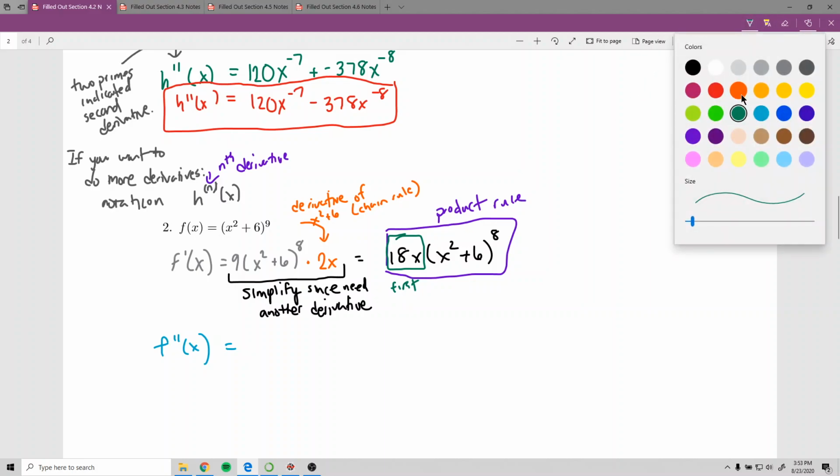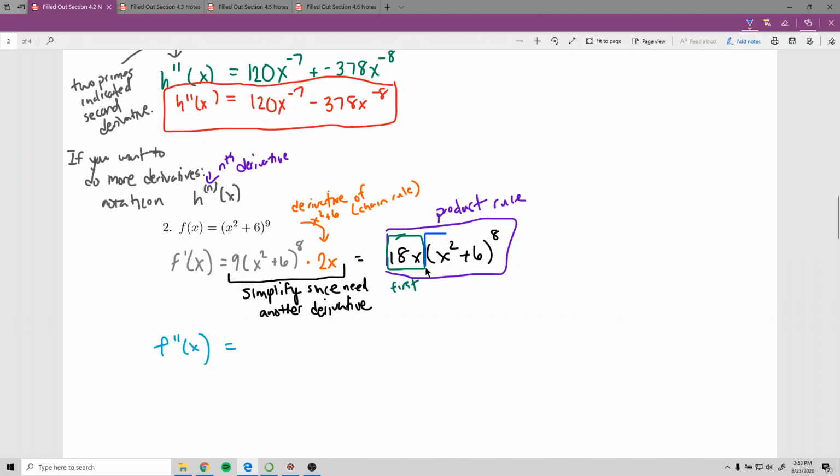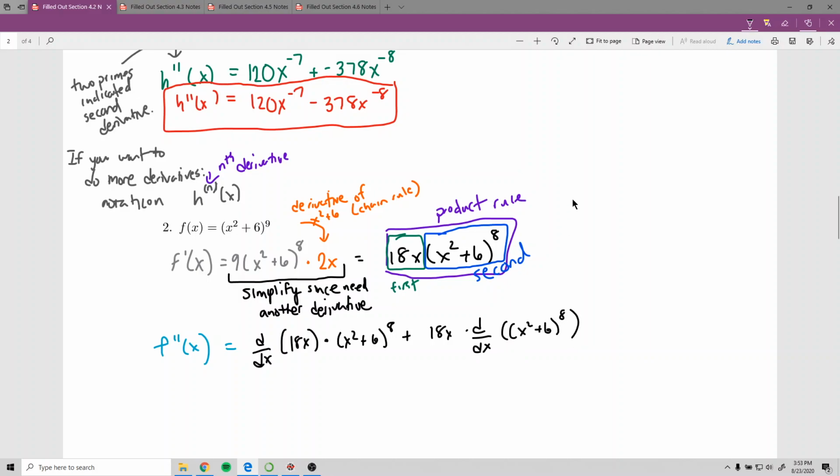And I'm just going to do it like we did before, point out the first and second parts, and then use our product rule formula. Right, so remember the product rule formula. We do the derivative of the first, so the derivative of 18x times the second, which is x squared plus 6 to the 8th, plus the first, 18x, times the derivative of the second, which is x squared plus 6 to the 8th power.